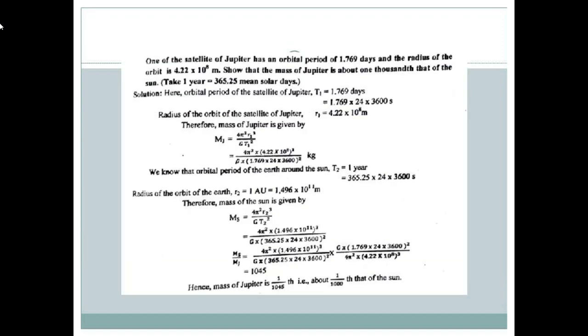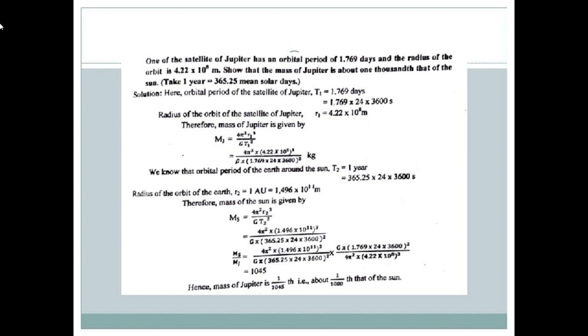One of the satellites of Jupiter has an orbital period of 1.769 days and the radius of the orbit is 4.22 × 10^8 meter. Show that the mass of Jupiter is about 1/1000 that of the Sun. Take 1 year equal to 365.25 mean solar days.